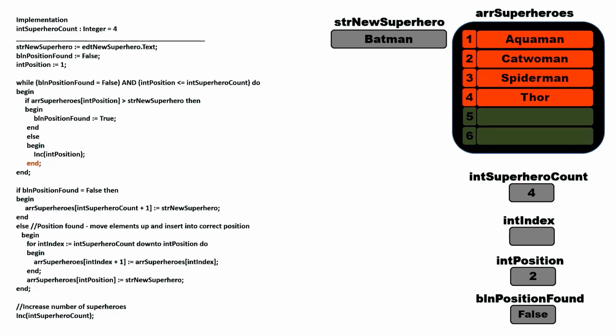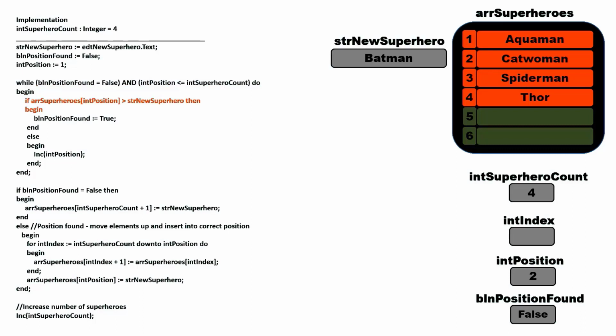None of the conditions are met to end the loop, so the compiler goes back to the top of the loop. Inside the loop, the if statement checks if Catwoman in position 2 is greater than Batman. The condition is true, so now we set the Boolean to true. This means that we found the position where Batman must be inserted. Like I mentioned before, you cannot overwrite Catwoman with Batman. Your code must now move all the elements from position 2 one position down.